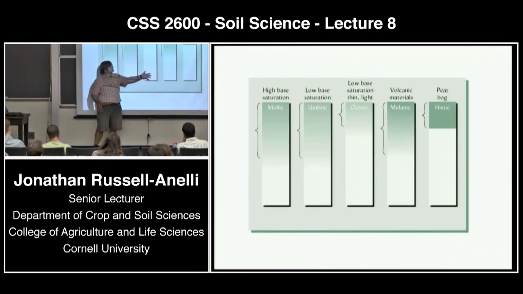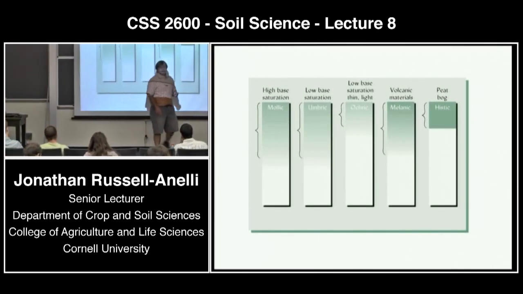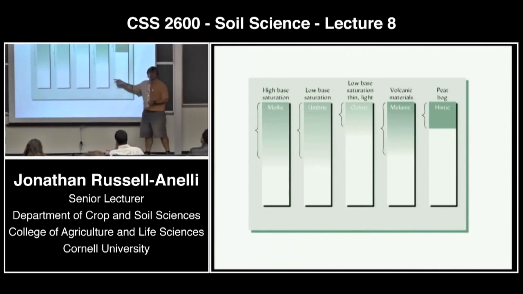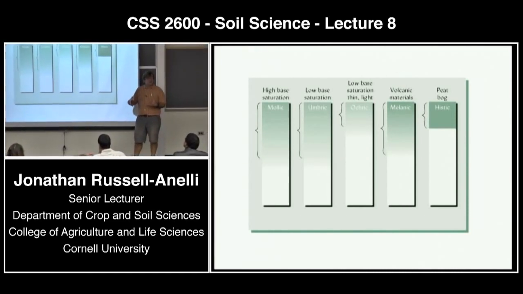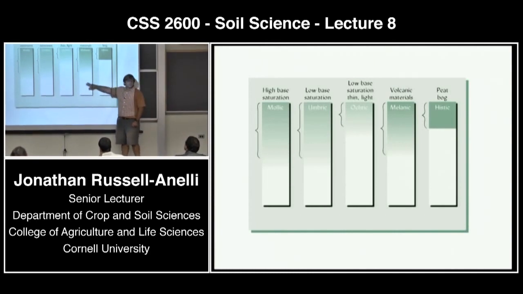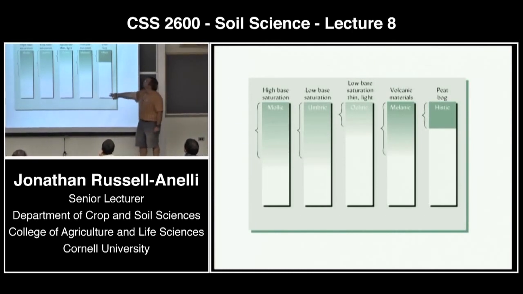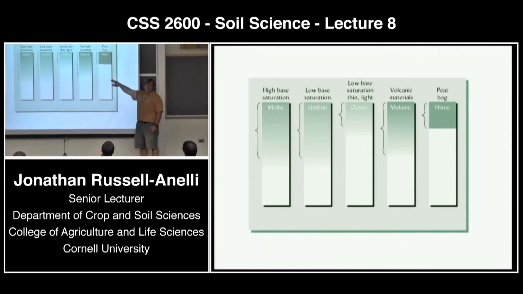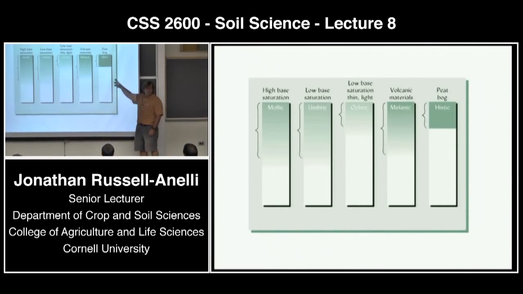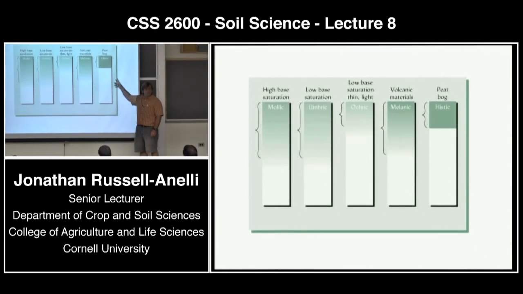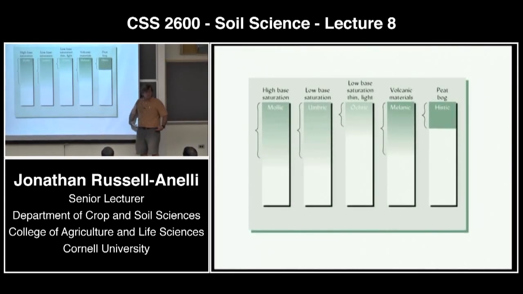So we move into the melanic. The clue's right there. Melanic: dark, but not organic. Volcanic materials. Next one over, histic. Histosols. Histic, tissue. The diagnostic feature I'm looking for is organic matter. How much organic matter is in there? Does that make sense? I'm looking for the ear bone, the hip.